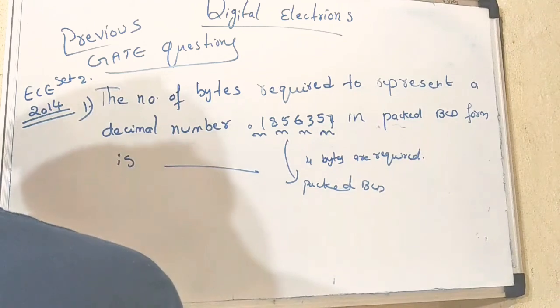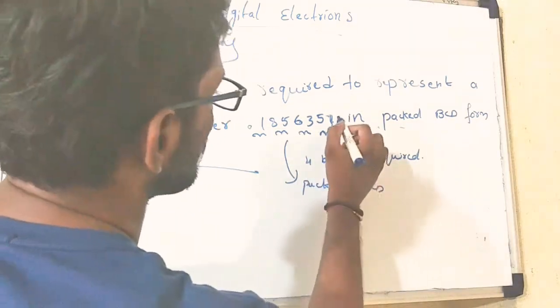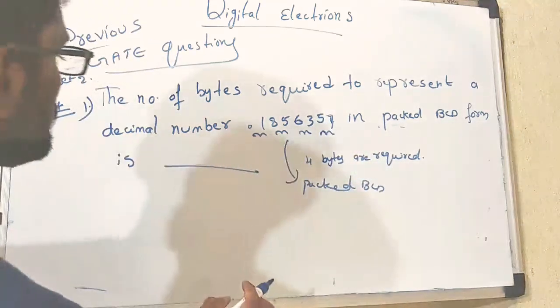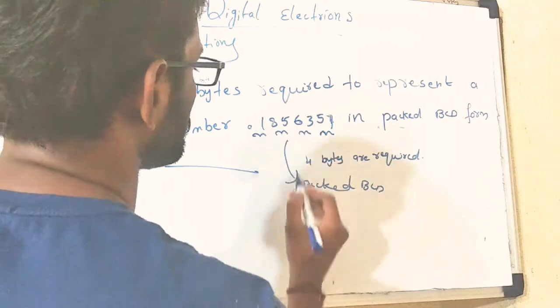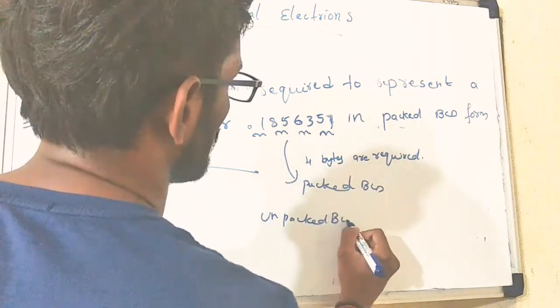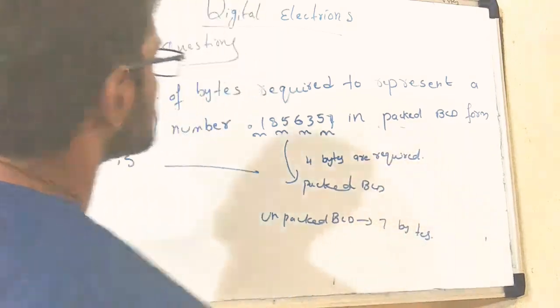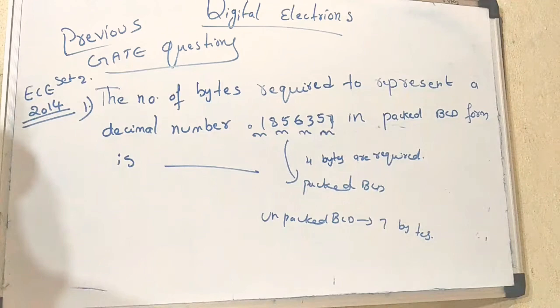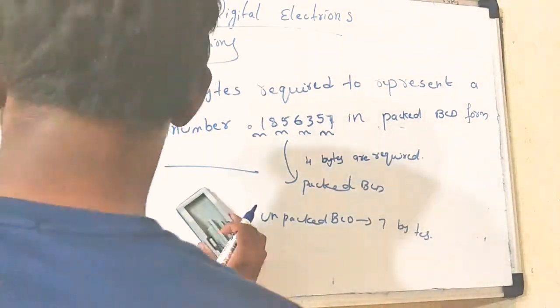If you want to represent the same in unpacked BCD, how many digits are there? That many bytes are required. See, there are 1, 2, 3, 4, 5, 6, 7. So in unpacked BCD, totally 7 bytes are required. Now let's see another question.